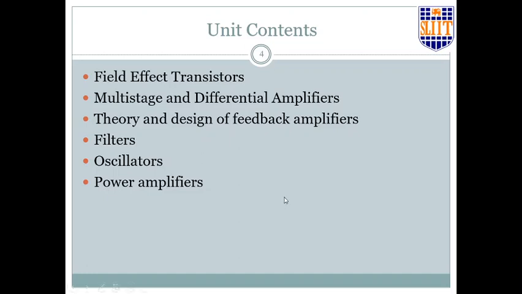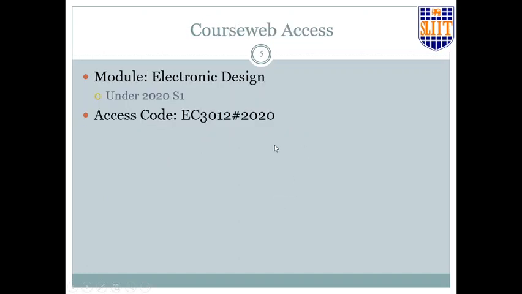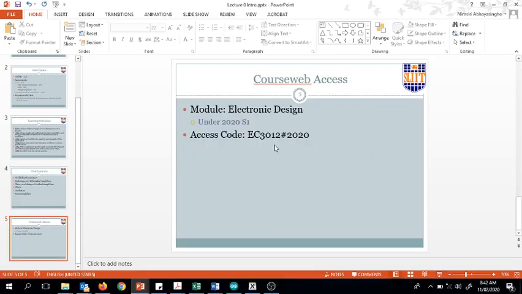And the course web for Electronic Design is available under 2020 semester 1. I think it's named as 2020 February, something like that. So go through the stream, you will find the module, and the access code is EC3012-2020. Of course, I have not uploaded the material to the course web yet, but we will do it within today and tomorrow.